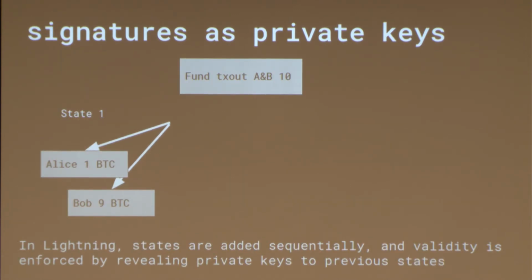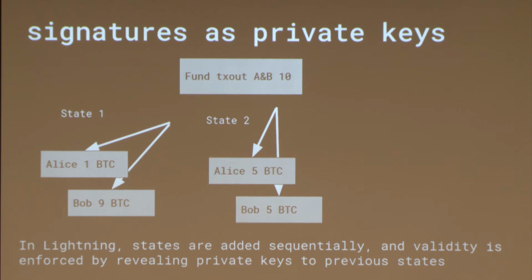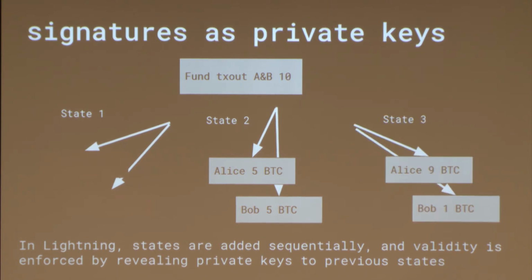So just to contrast, in Lightning, the way we update a channel is we keep sequentially adding a state that spends from a single output. So we have this first state, and we create the second state, and then we invalidate the first state by exchanging private keys. Now we're confirmed on the second state. Then we create the third state, invalidate the second one. So we tear up these old states by revealing private keys to each other.